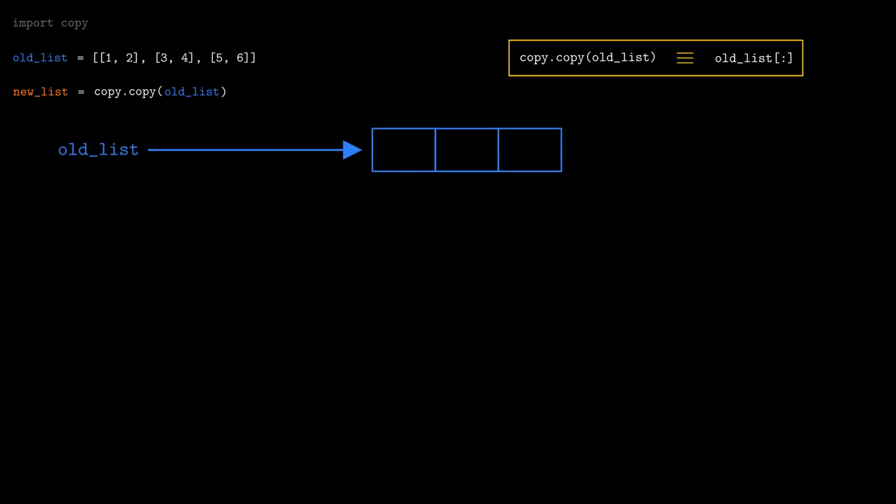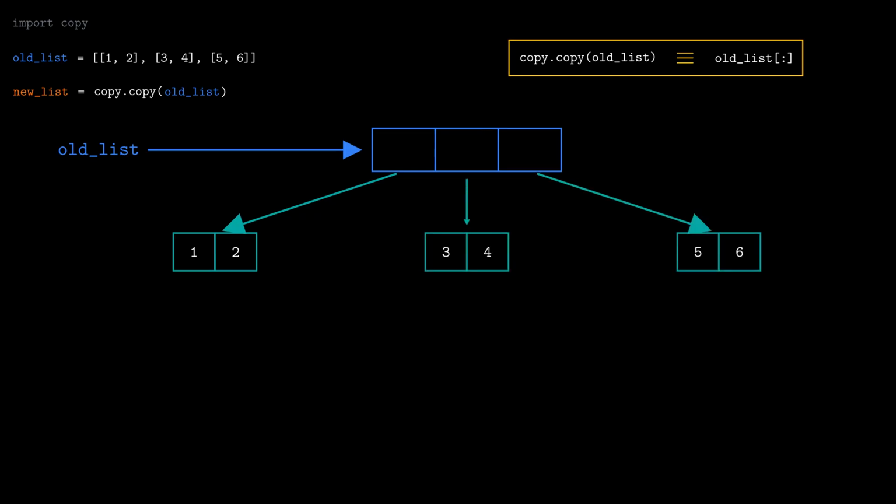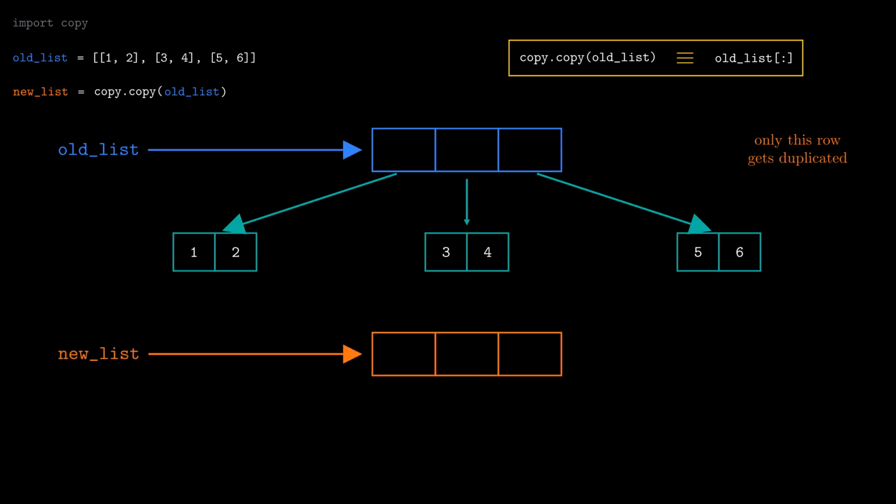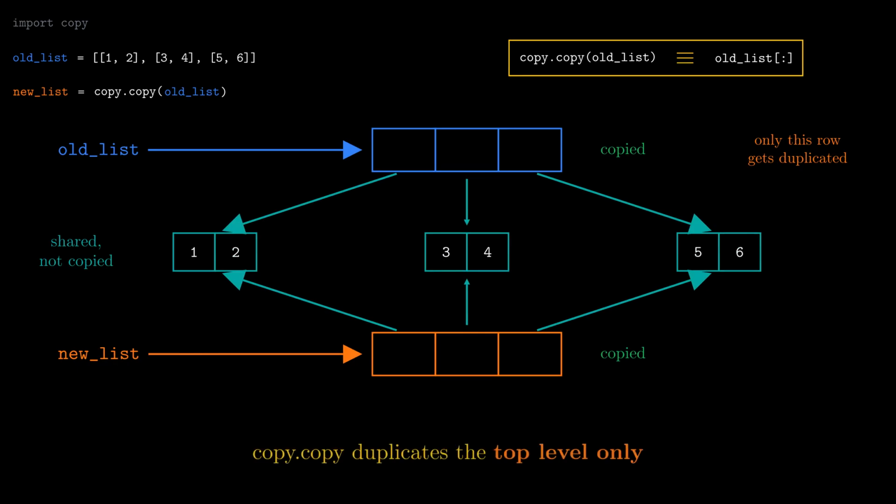For this example, old list holds the sublist 1, 2, then the sublist 3, 4, then the sublist 5, 6. Python duplicates the top level only. New list gets its very own list object with 3 slots, and that part is genuinely new. But the 3 arrows inside it are copied as arrows. They still aim at the same 3 sublists. Nothing below the top level was duplicated at all.